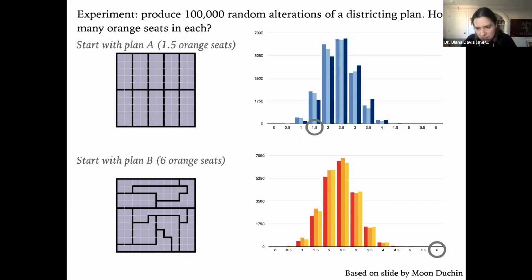Okay, so what's the point? The point is 6 is an outlier, like a way outlier. Even if you start with that map, you don't get anything similar. And so here we'd say, okay, that's an outlier. The person who drew this map probably had something in mind other than just dividing the people for representation.